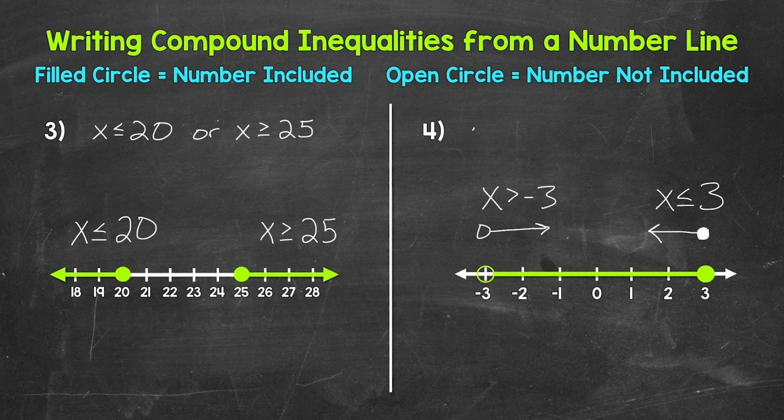So we have x is greater than -3 and x is less than or equal to 3. Now let's write this without "and." So we have x is greater than -3 and less than or equal to 3.